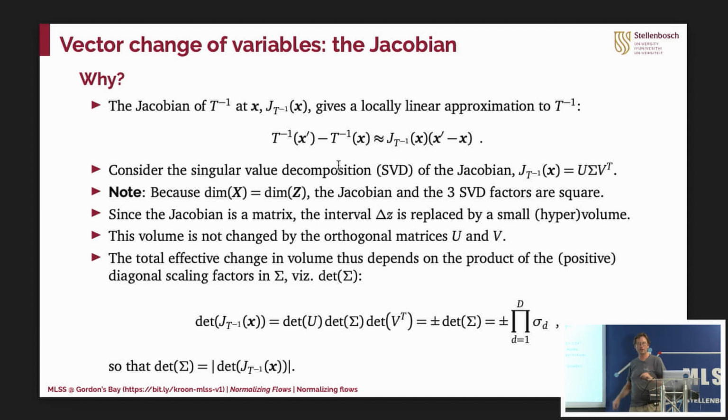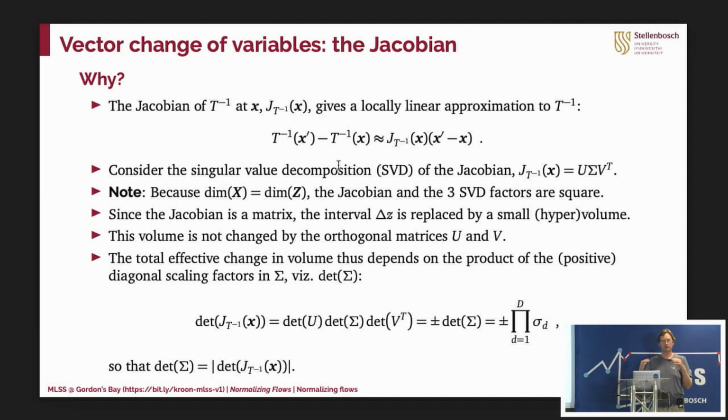And I'm going to note that because we assume that the dimension of x and z are equal, so that we have an invertible transformation, this Jacobian is going to be square, and that means these three components are going to be square. Okay. Now, I'm taking this x locally around x. I'm doing something that looks a bit like a linear transformation. And so if I take a small little volume around a point and I apply my transformation, I'm applying a linear transformation to that region.